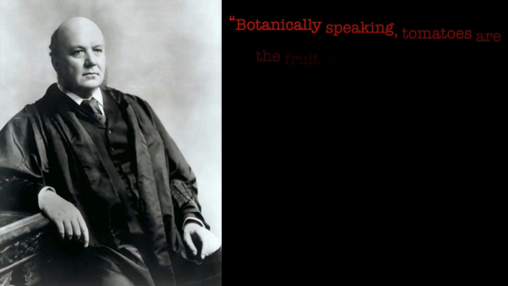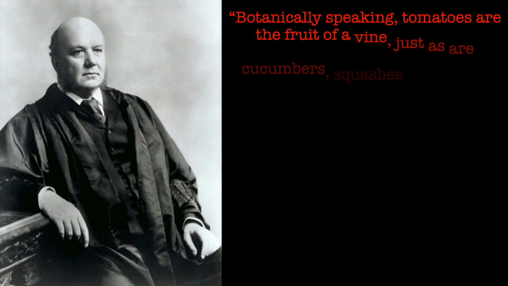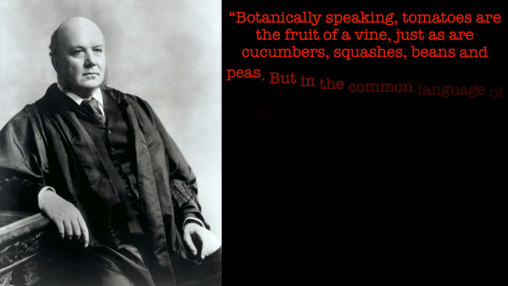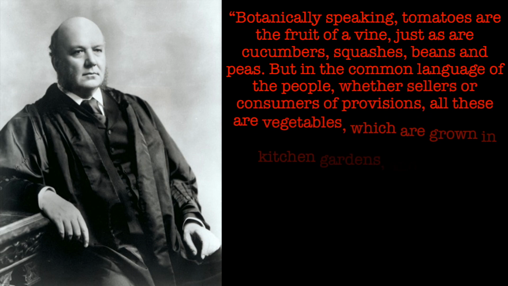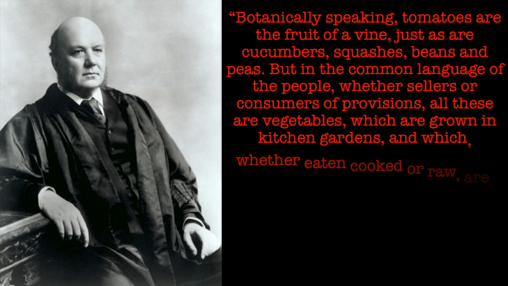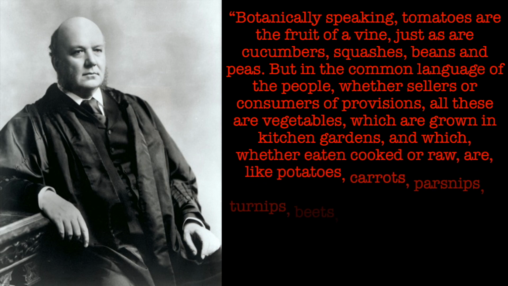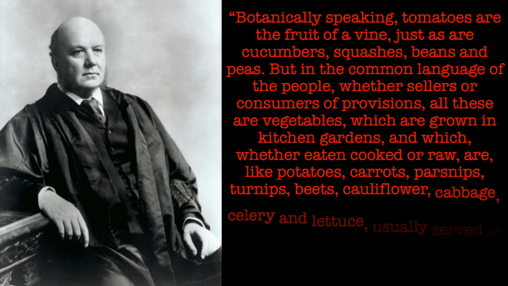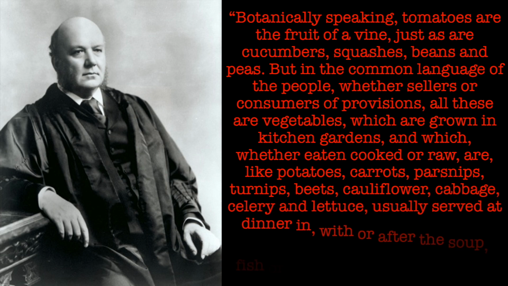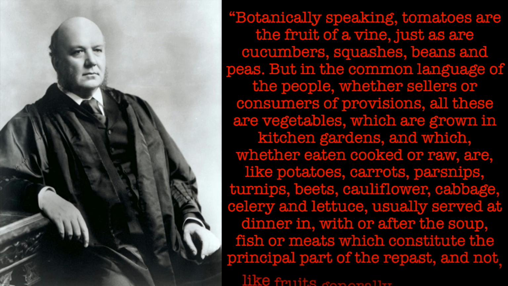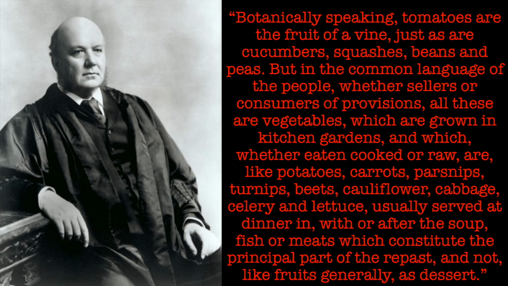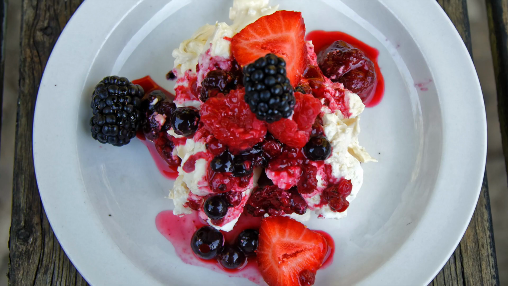Botanically speaking, tomatoes are the fruit of a vine, just as are cucumbers, squashes, beans and peas. But in the common language of the people, whether sellers or consumers of provisions, all these are vegetables, which are grown in kitchen gardens and which, whether eaten cooked or raw, are like potatoes, carrots, parsnips, turnips, beets, cauliflower, cabbage, celery and lettuce, usually served at dinner, in, with or after the soup, fish or meats which constitute the principal part of the repast, and not like fruits generally, as dessert.